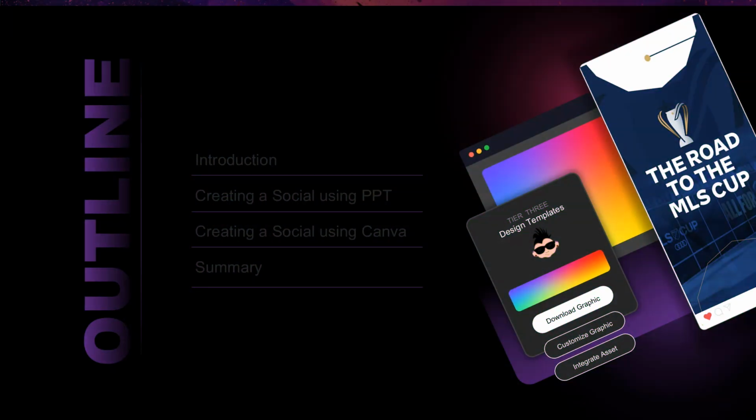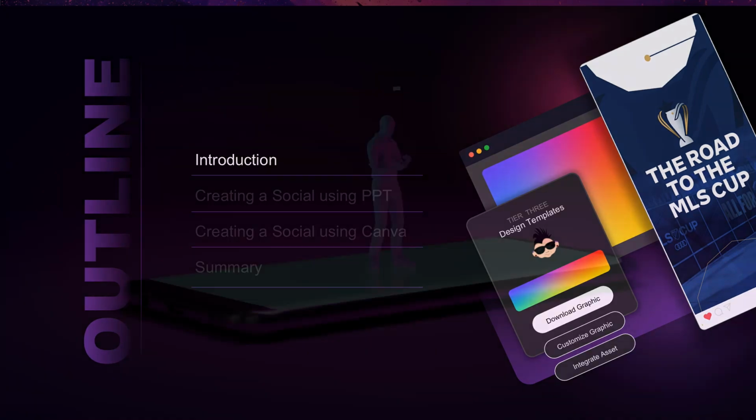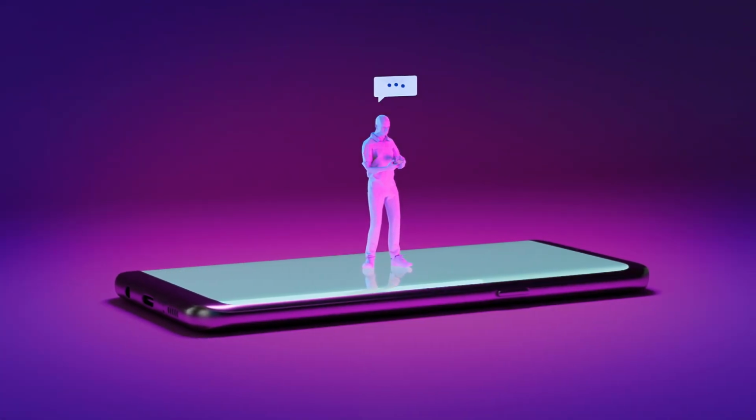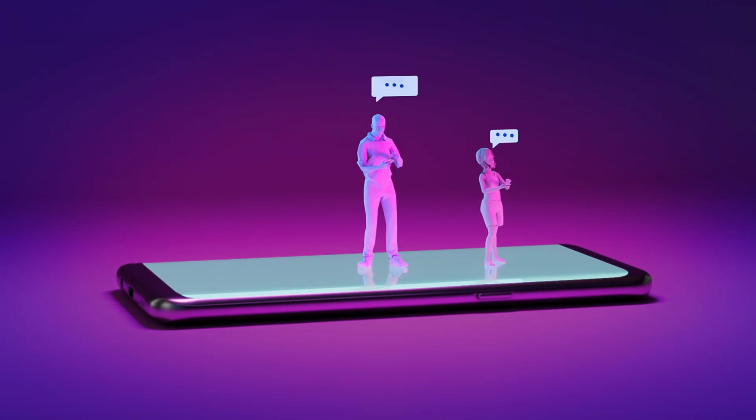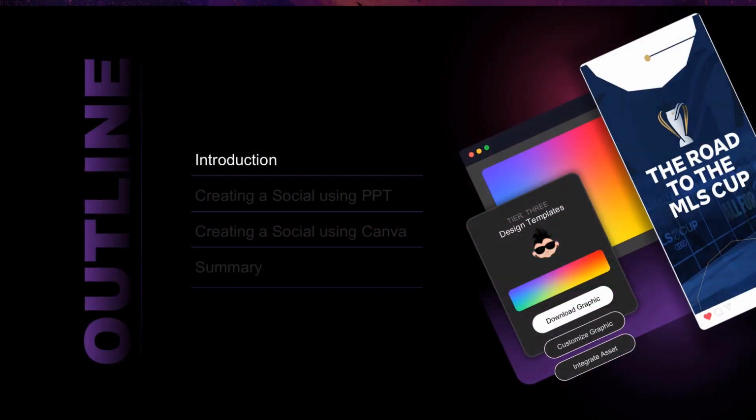In this video, we're going to cover three main topics. The first is to introduce the idea of creating social posts, specifically for the data story that we've been working on throughout this course entitled Data Storytelling for Sports.